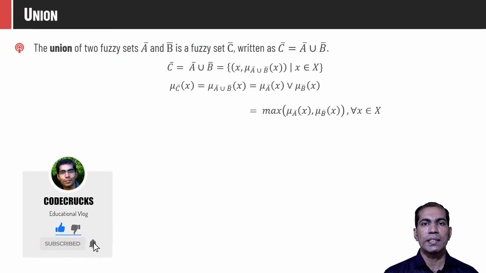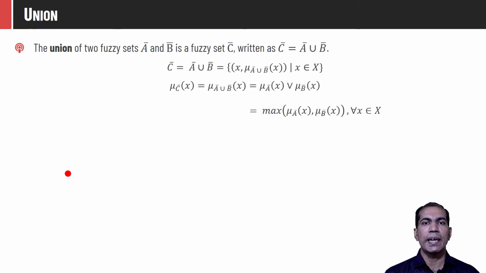In other words, we can say that membership value of any element in union set is given as max of mu A bar of x comma mu B bar of x, where mu A bar and mu B bar represent membership value of element x in fuzzy set A bar and B bar respectively.